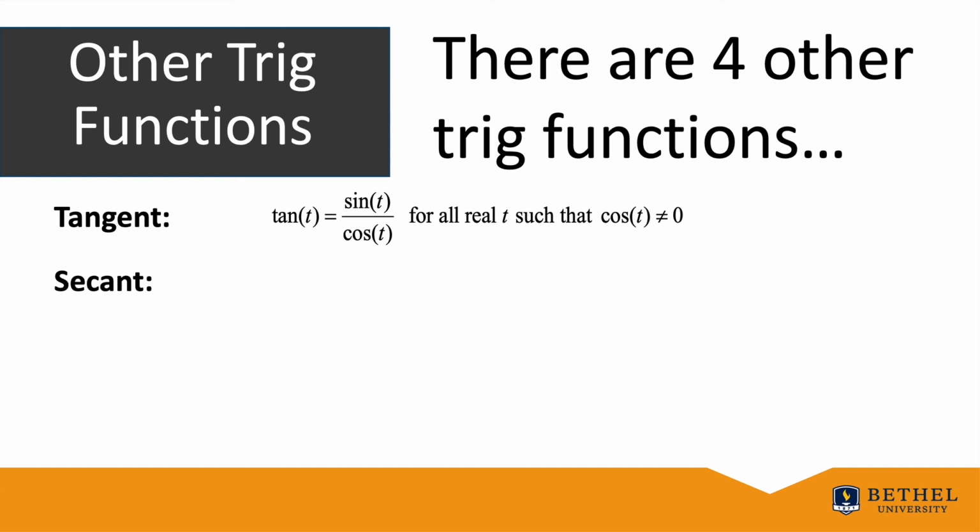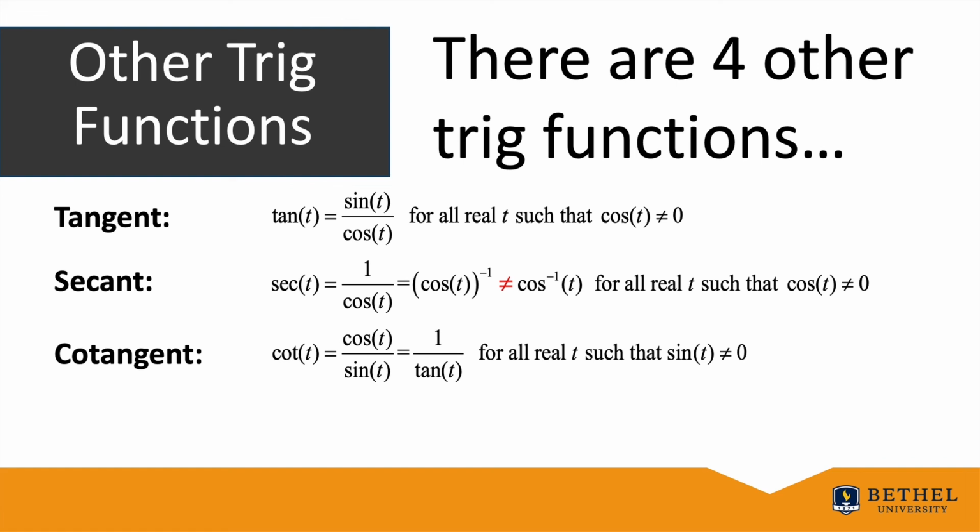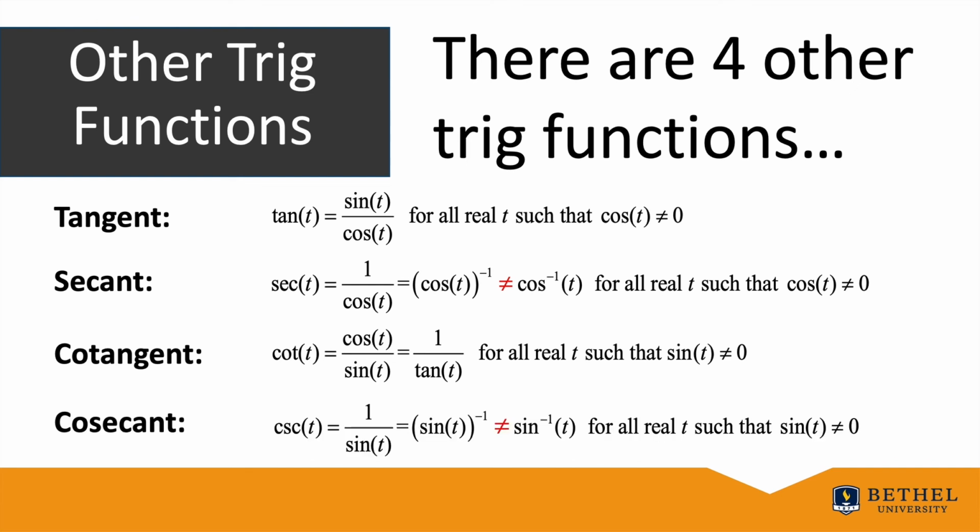The secant function, which is defined to be 1 over cosine of t, in other words, cosine of t to the -1 power, which does not equal the inverse cosine function, for all real t such that cosine of t is non-zero. The cotangent function, which is defined to be cosine of t divided by sine of t, the reciprocal of tangent of t, for all real t such that sine of t is non-zero. And the cosecant function, defined as the reciprocal of the sine function, which is not the same as the inverse sine function, for all real t such that sine of t is non-zero.